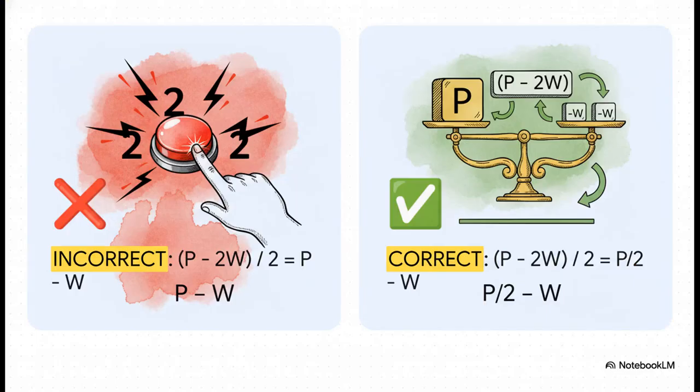So let's zoom in on that bad cancellation error. In our last problem, it is so tempting to just see the 2 on top and the 2 on the bottom and cancel them out to get p minus w. But you absolutely cannot do that. Because that subtraction sign on top glues the p and the 2w together, you have to divide both pieces by 2. The correct way to simplify is p divided by 2 minus w.